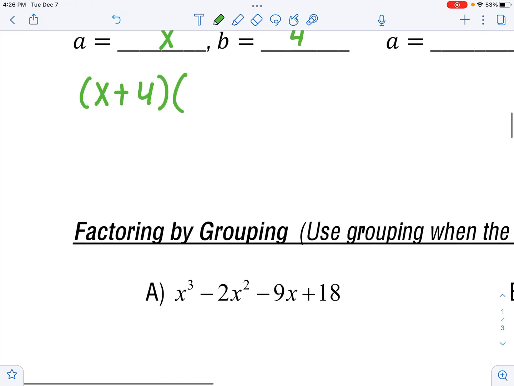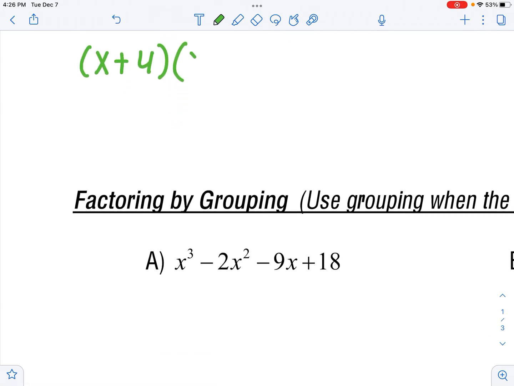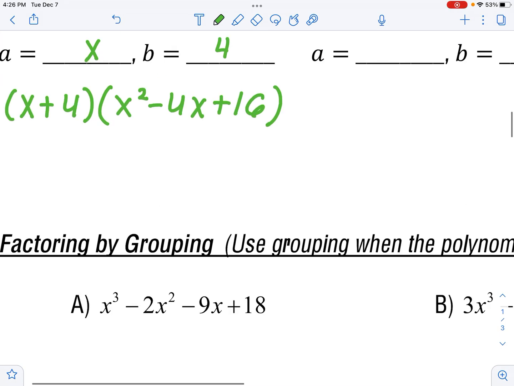We're going to square the first term. So notice I don't even need what's up there anymore. Square the first term, that's x squared. O stands for opposite, so that's minus. P stands for product, multiply those two, 4x. P stands for plus. S stands for square the last term, so 4 squared, 16. And that's it factored completely. You can't do anything else with it.